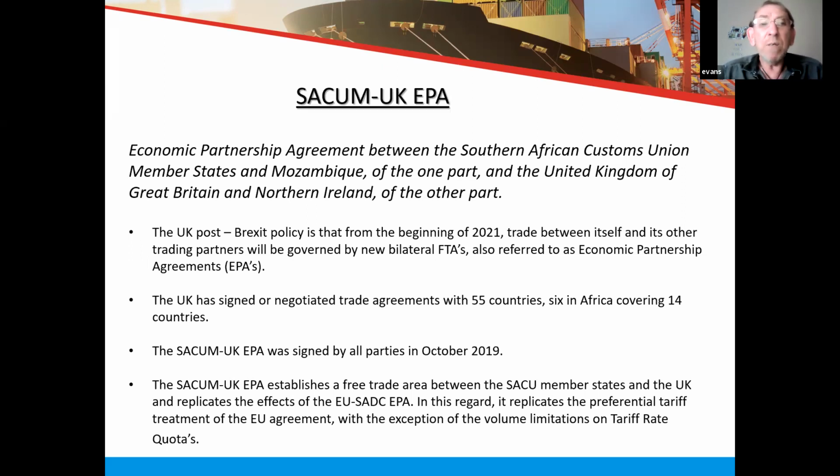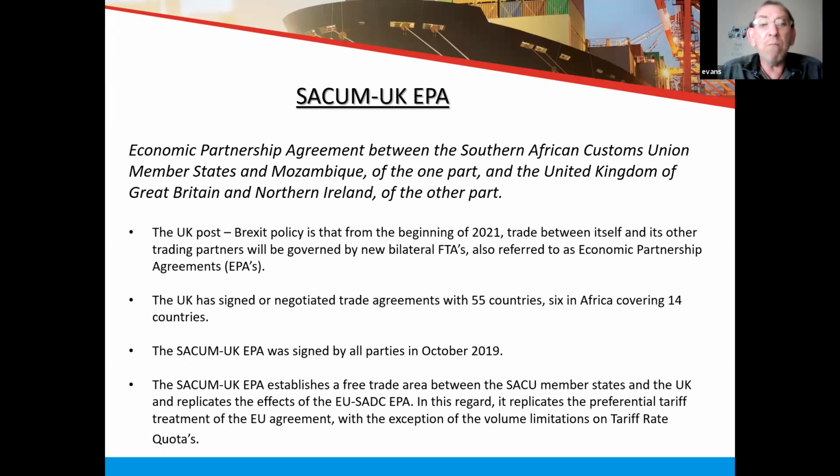The new agreement is called the SACUM-UK EPA, and there's the definition. It's the Economic Partnership Agreement between the Southern African Customs Union member states and Mozambique of the one part, and the United Kingdom of Great Britain and Northern Ireland of the other part. So that's the actual basis of this agreement and who the parties are.